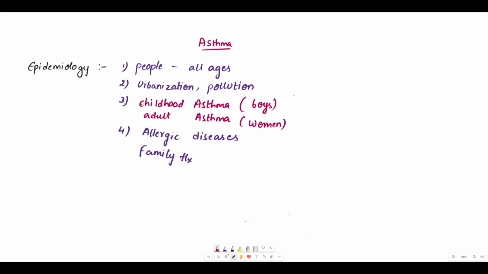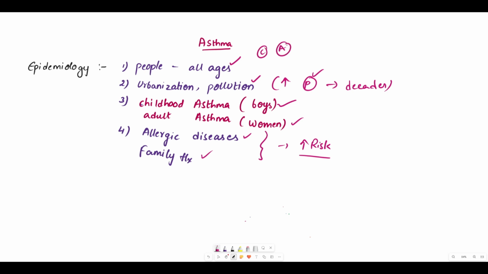Coming back to the epidemiology of asthma, people of all ages can be affected, children or adults, especially with urbanization and environmental pollution. These have increased the prevalence in recent decades. There are two types of asthma: childhood asthma, which is commonly seen in boys, and adult asthma, which is commonly seen in women. And if the patient has any kind of allergic disease or a family history of asthma, the risk of getting asthma also increases.